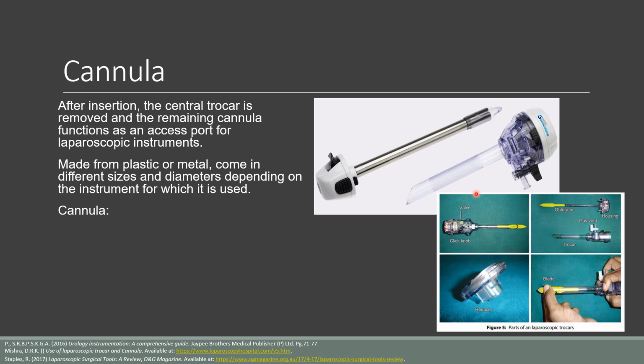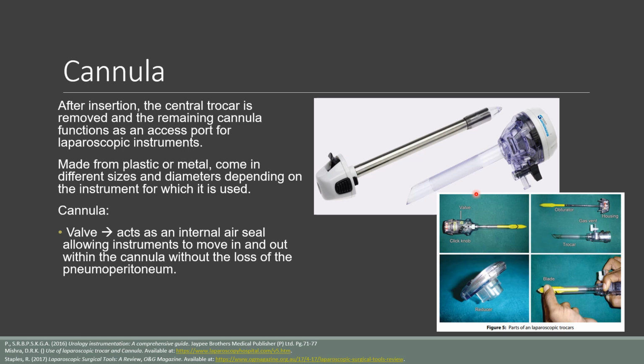The cannula has two very important parts to it. The first part is the valve, which is found at the top of the cannula, and it acts as an internal air seal, allowing instruments to move in and out within the cannula without the loss of the pneumoperitoneum. The pneumoperitoneum is just the CO2 that we have in the abdomen. We don't want to release any of that in the midst of moving instruments in and out of the laparoscopic port. So that's why the valve is a very important part of the cannula.